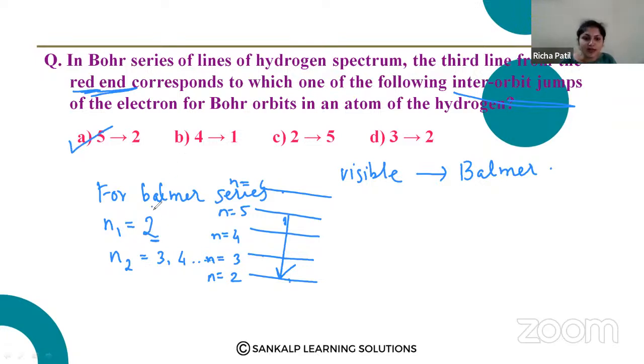So you know for Balmer series, n1 is equals to 2. From 2, see here, what is given? The third line from the red end. So you have to just see 1, 2, and 3. It is n is equals to 5. So the inter-orbit jump of the electron in the Bohr orbit is from 5 to 2.